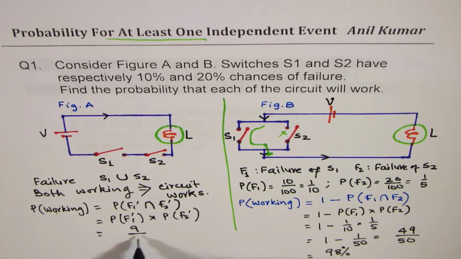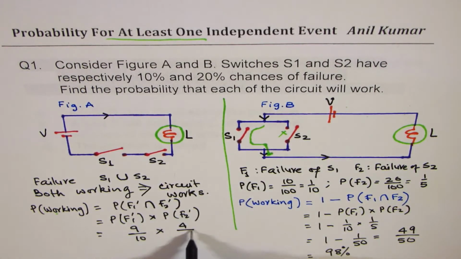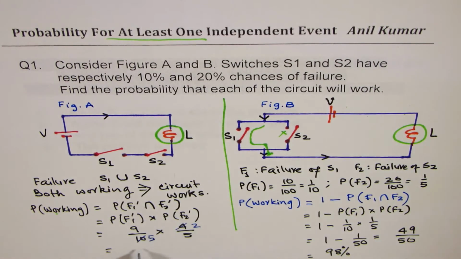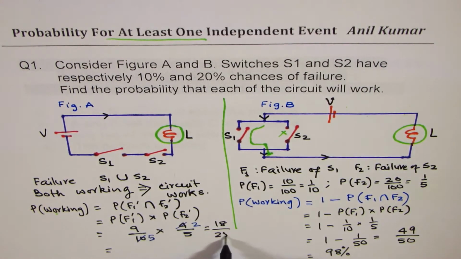So it is 9 over 10 times not failing the second one, it is 4 out of 5, correct? 4 out of 5. Now multiplying them and simplifying gives us the answer. We could simplify this a bit. 5 times 2, right? So that gives us 18 over 25 as the answer, right?